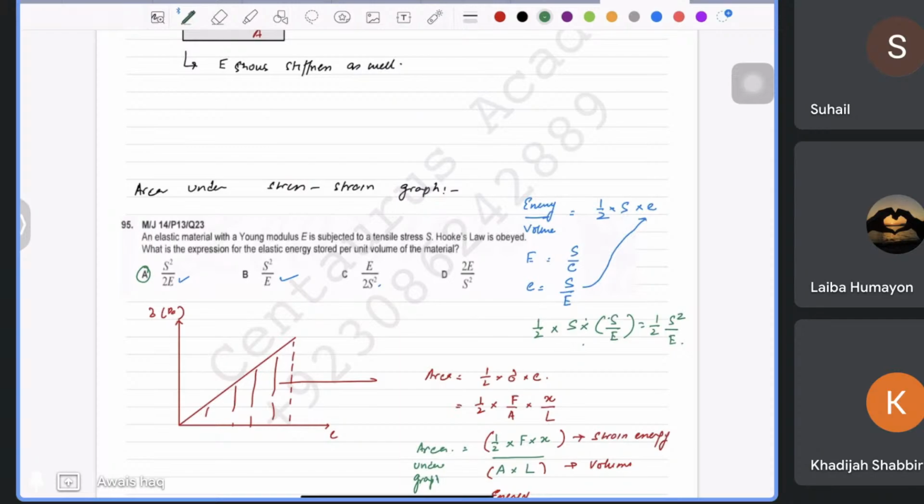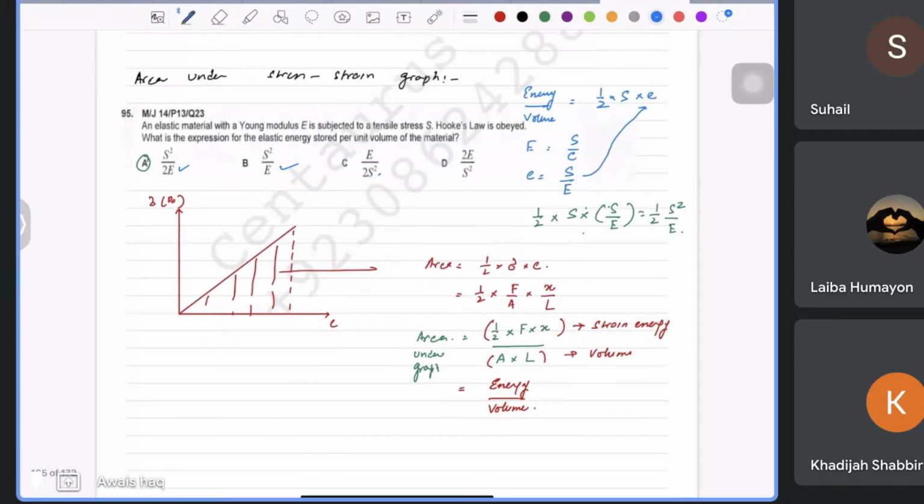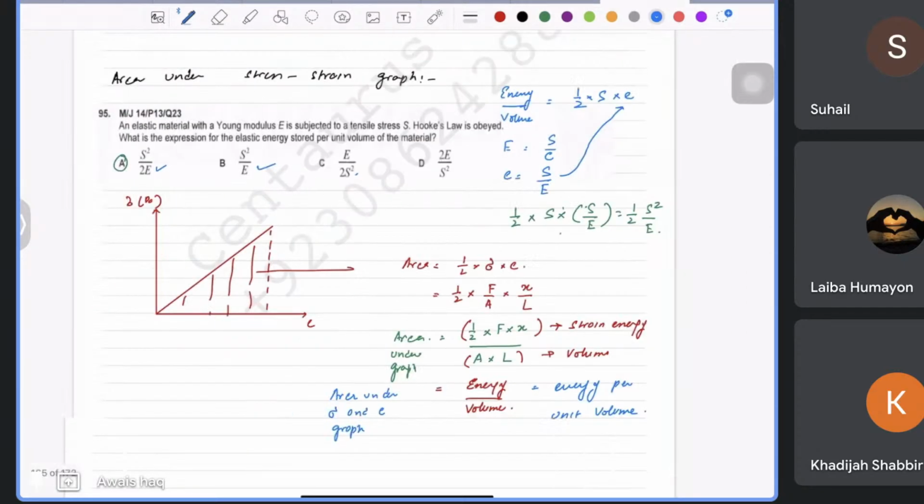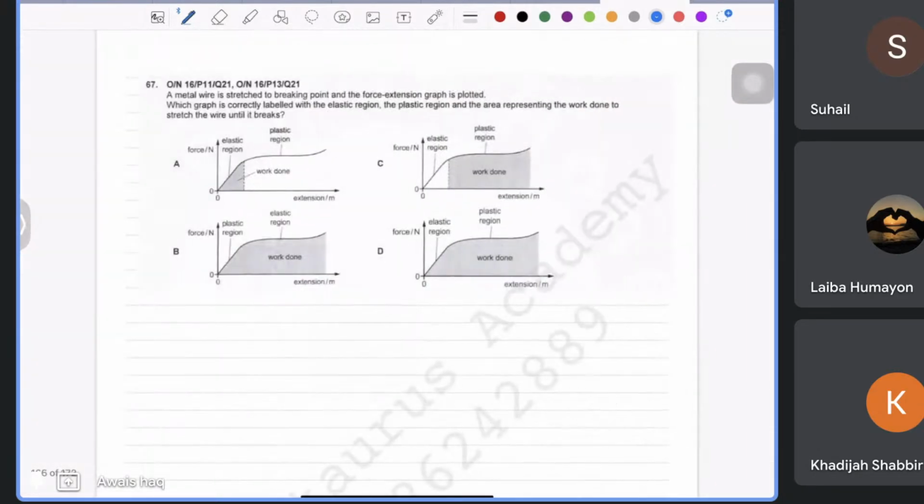So do remember, again, I'm stressing it very, very much. Area under the stress and strain graph is energy per unit volume. Okay, so they're going to ask you this quite often. All right, then let's go forward and see what's stored for us next.